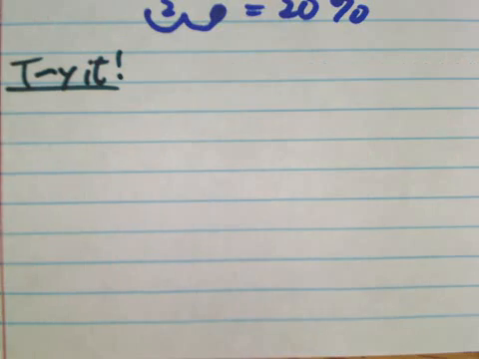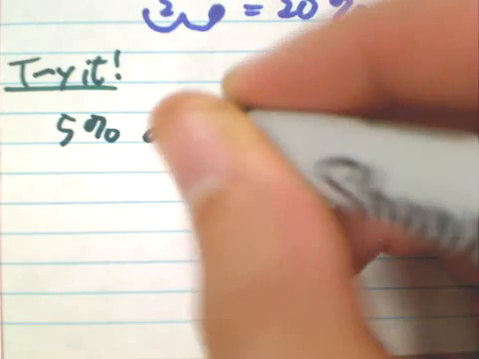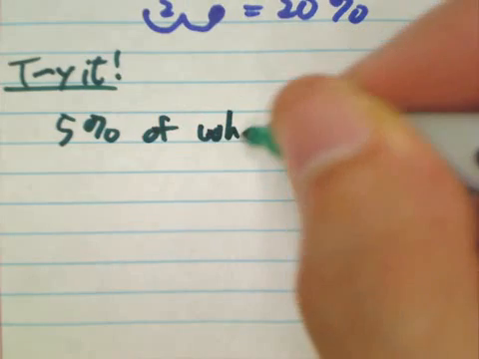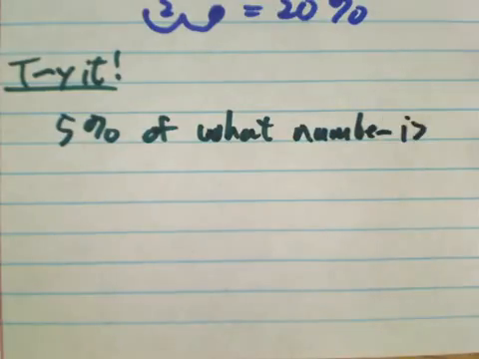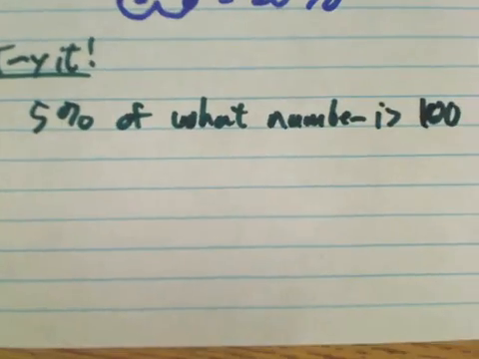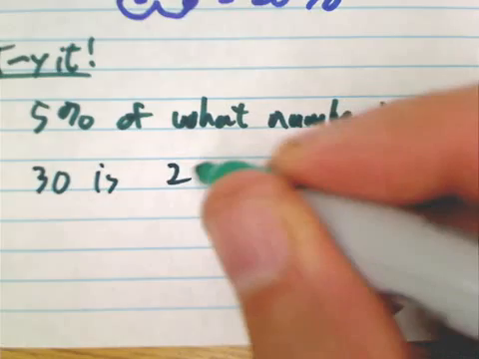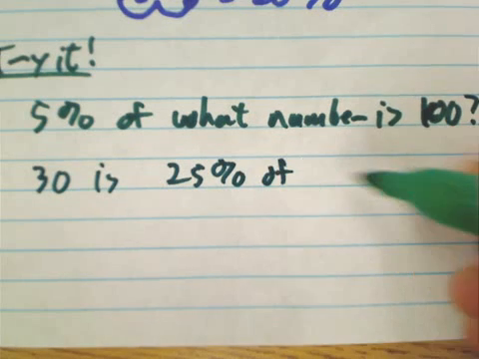The first one will be: 5% of what number is 100? Question mark. And 30 is 25% of what?